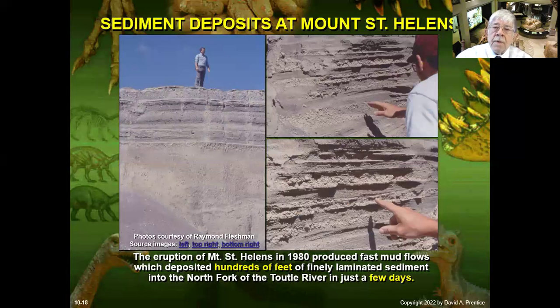These are some sedimentary layers that were laid down by Mount St. Helens in 1980. The eruption produced vast and fast mud flows that deposited hundreds of feet of finely laminated sediments into the North Fork of the Toutle River in just a few days. So if you look at those layers I was pointing out, it didn't take 100,000 years for one layer to get set down and then 100,000 years for another. No, there were hundreds of feet deposited in one single day. And then a bit later, there were hundreds more feet of sediment deposited in one day.